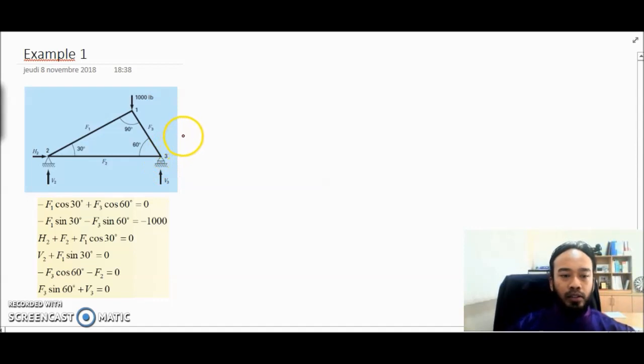So before we start, I'll explain a bit on the background of the problem. It's a static problem where you have a truss of this triangular shape that is subjected to a load of 1,000 pounds, and the truss is kinematically linked to the ground by these 2 connections. The first connection is a pivot, so there are going to be 2 constraint forces H2 and V2, and the second connection is a slider where you have one constraint force called V3 in the vertical direction, and the load is also in the vertical direction.